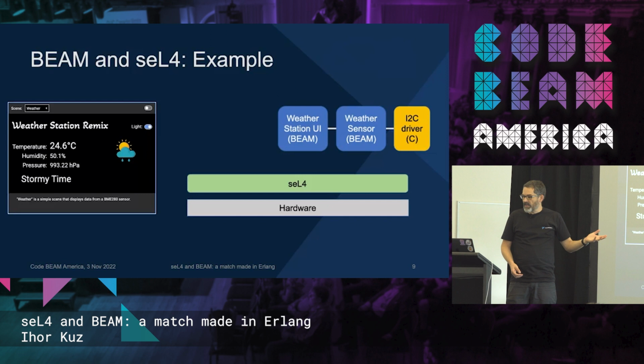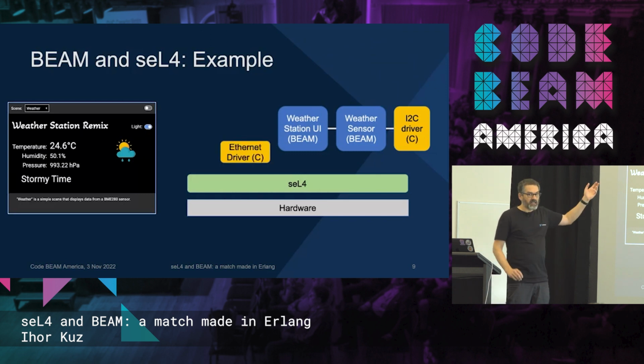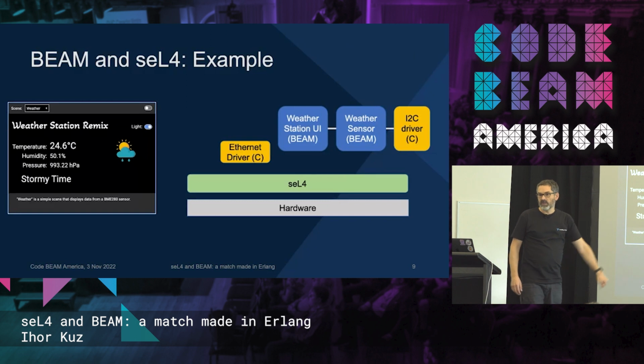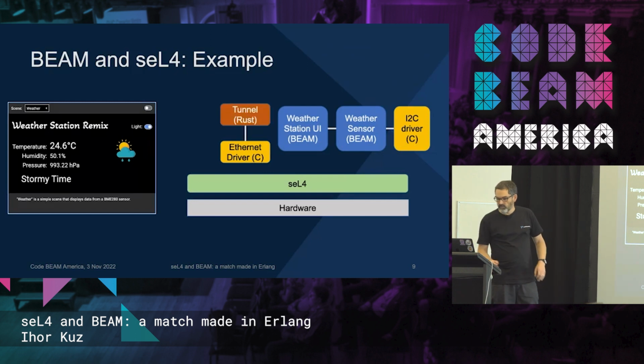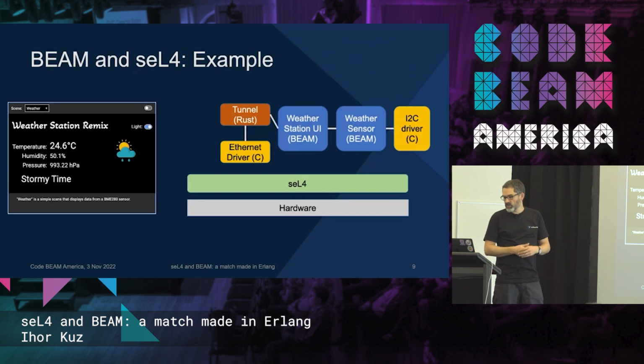In order to display that, we need to go out over the network. So this is a remote display. The weather sensor doesn't have its own screen. So we need to get a network driver, so we add a network driver in there. We don't want our communication, our data, to just go kind of plain text over the wire. So we add a little encryption tunnel, a VPN tunnel there, as a Rust component in this case, and then the weather station needs to talk to that.